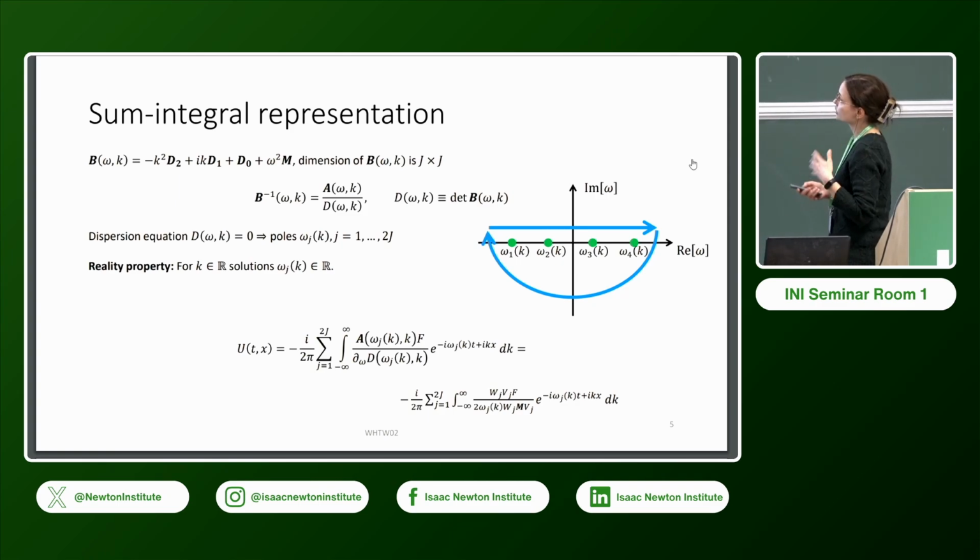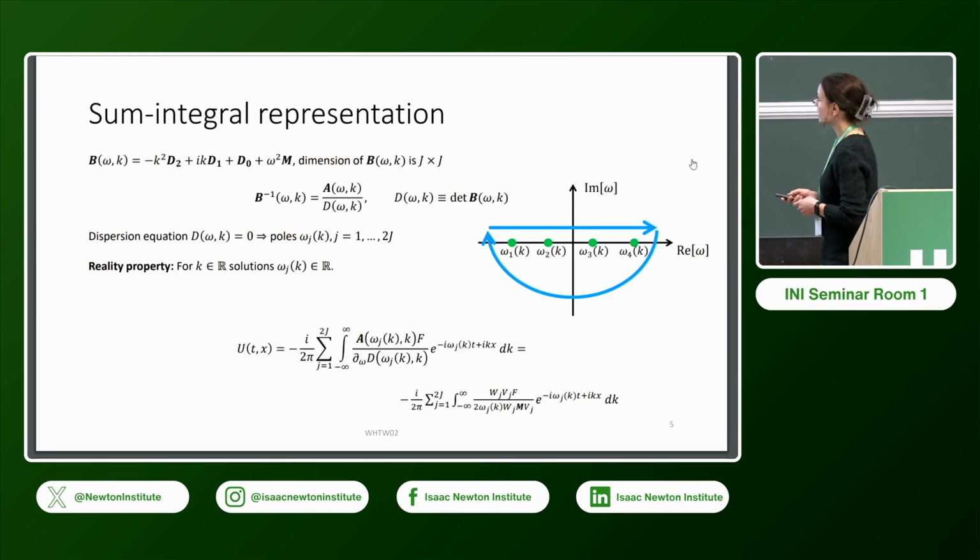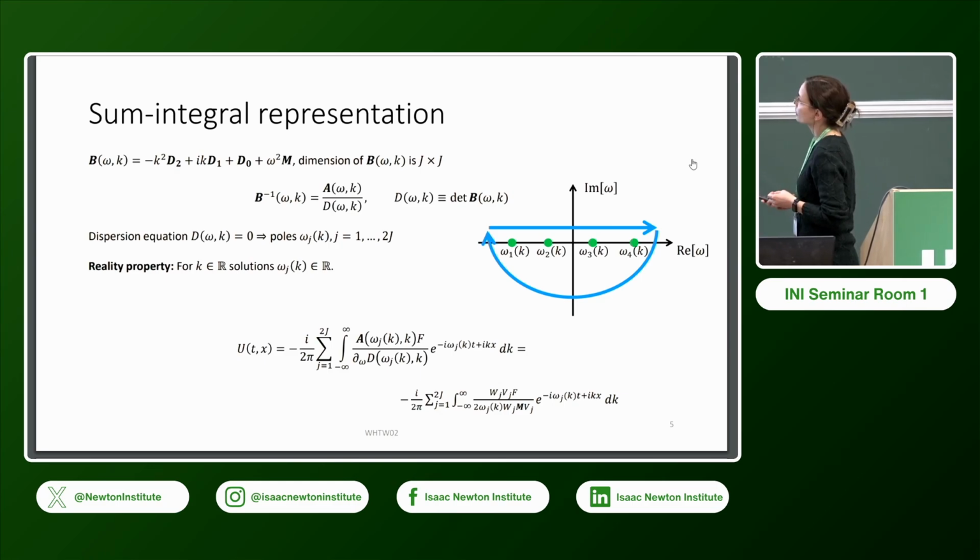As a result, after we apply the residue theorem, we obtain this representation, and it can be transformed to the standard field representation in the form of modal decomposition. Here, V is a right-hand eigenvector, and the other is the left eigenvector of the problem. But in the following, we will use mainly this representation.